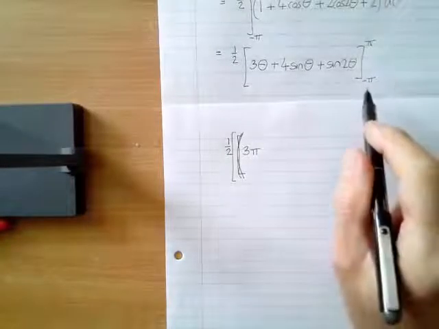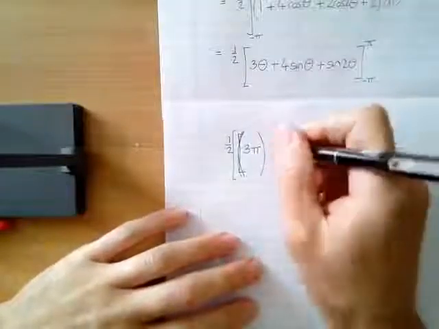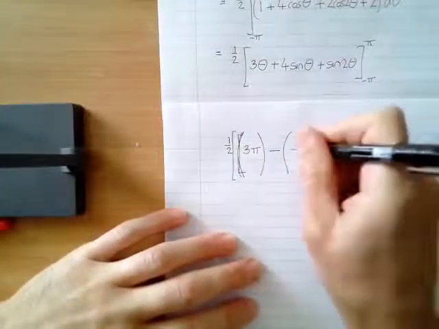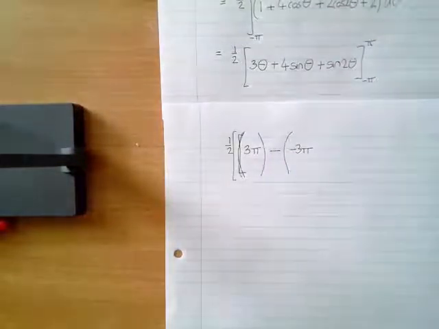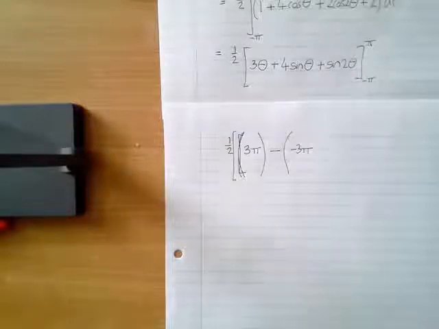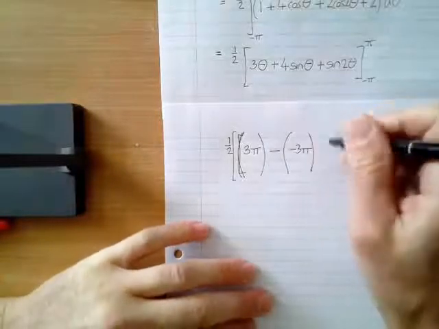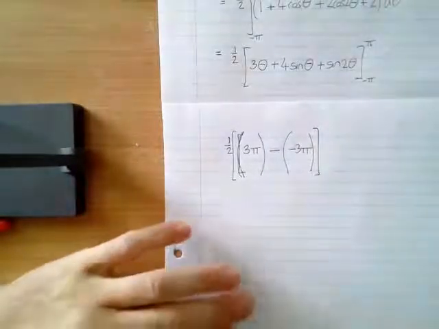Okay, that's the first one. Now let's do the minus pi. So I'm going to get minus 3 pi when I put minus pi in there. And sine of minus pi is also 0, so I don't have to do anything with that. And sine of minus 2 pi is also 0. So the good news is that that's it really.